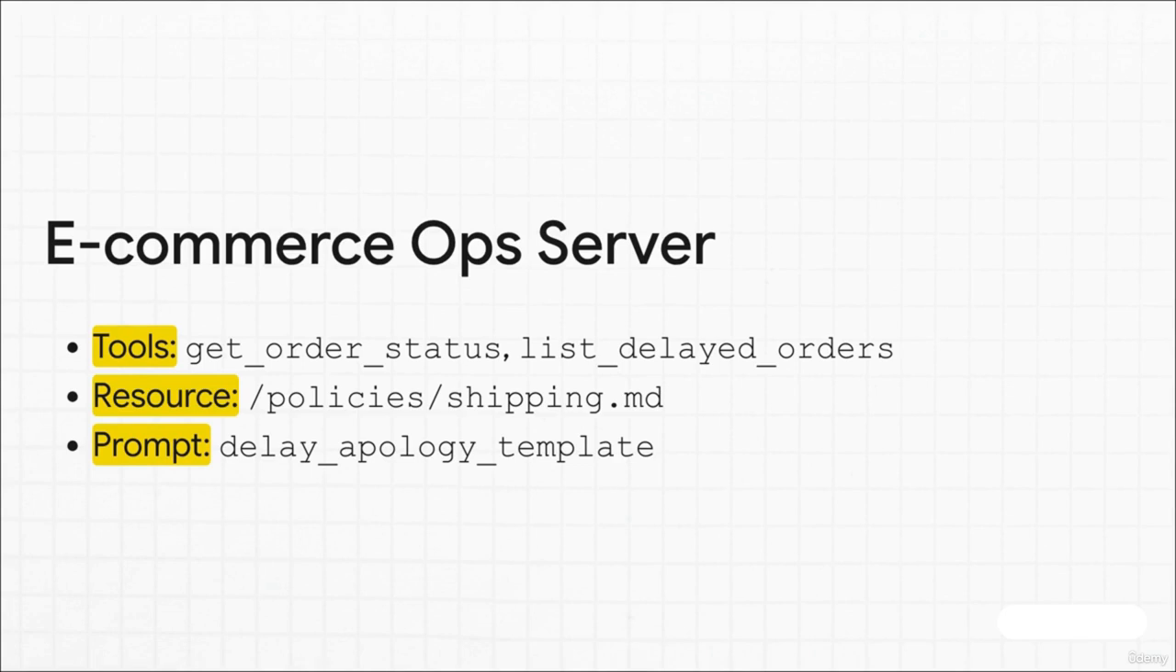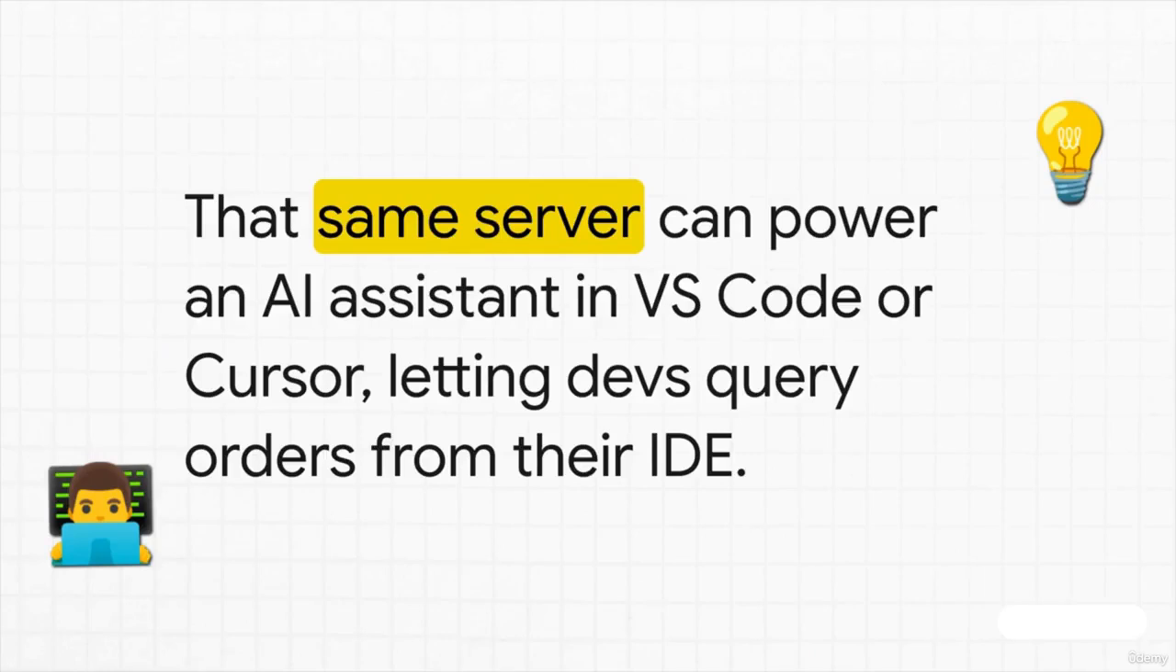And you can build in really solid governance here, like versioning your tools and using a secure vault for your backend API keys. Instantly, that one server can be plugged right into an AI-powered code editor, like VS Code or Cursor. This lets your developers query order statuses without ever leaving their IDE. No more context switching. And every single call can be logged with a trace ID, giving you complete observability into how these tools are actually being used.